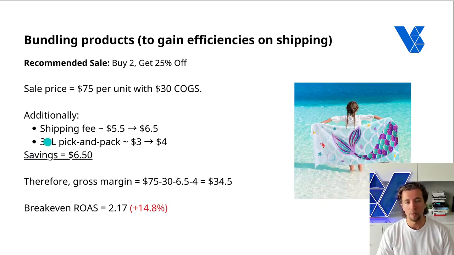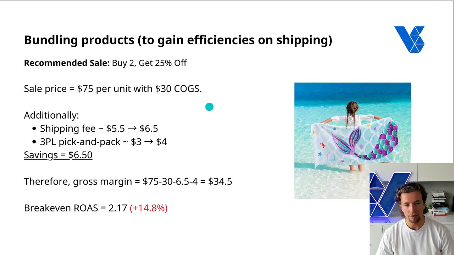And so what this means is that we get a savings of $6.50. And what I mean by a savings here is that if you were to sell 2 towels to 2 different customers and ship separately, you would have had to have paid $11 here and $6 here. Instead, we're only paying $6 and $4. So we get that savings by bundling it and shipping it to the one customer.